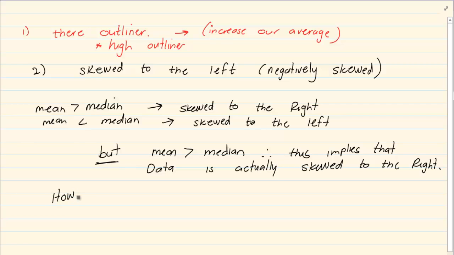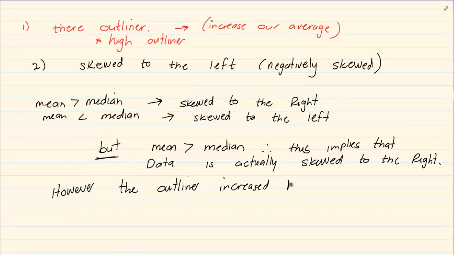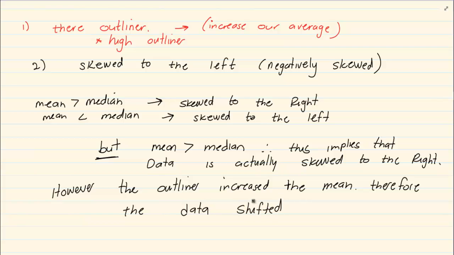However, what else did we notice? The outlier. What did the outlier do? The outlier increased the mean. Remember, it was a high outlier, and what it did was it increased the mean. Therefore, the data shifted. So you are saying, listen, the data is actually skewed to the left, but now, because of our outlier, it shifted our data to the right.